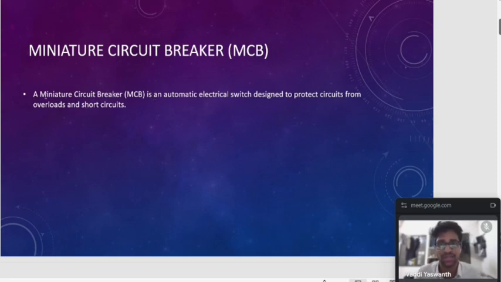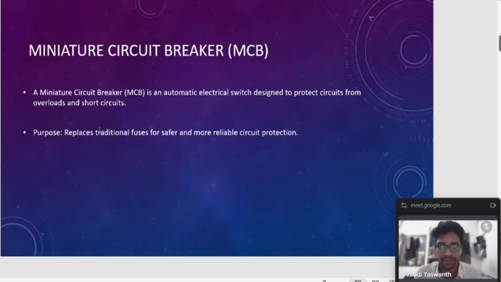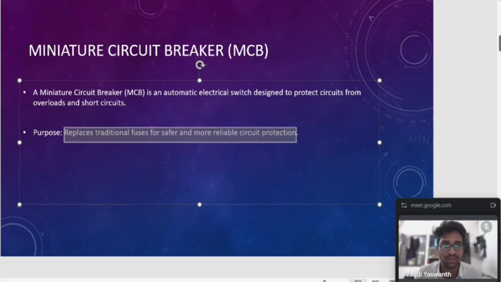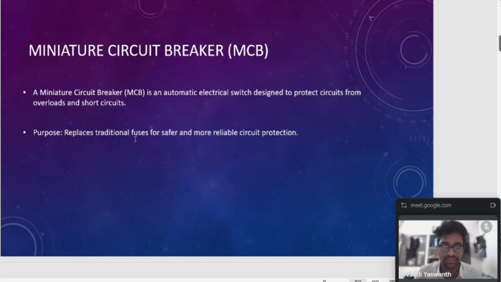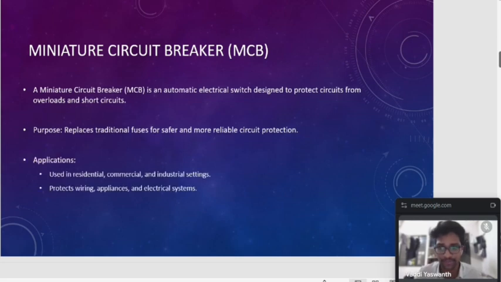To prevent that damage, this MCB is used. An MCB is an automatic electrical switch designed to protect circuits from overload and short circuits. Its purpose is to replace traditional fuses for safer and more reliable circuit protection. The applications are protecting wiring and appliances in homes, electrical systems, industries, etc.